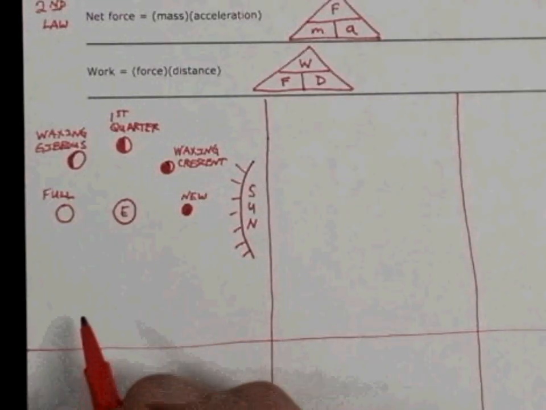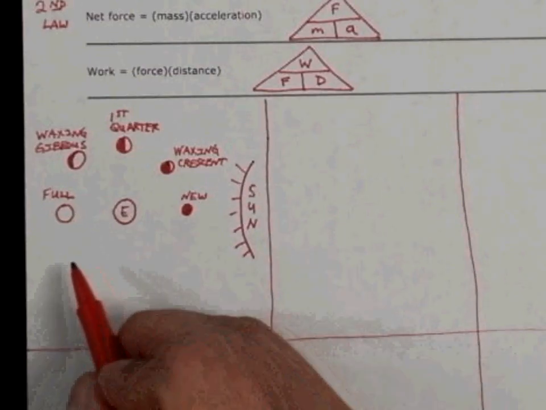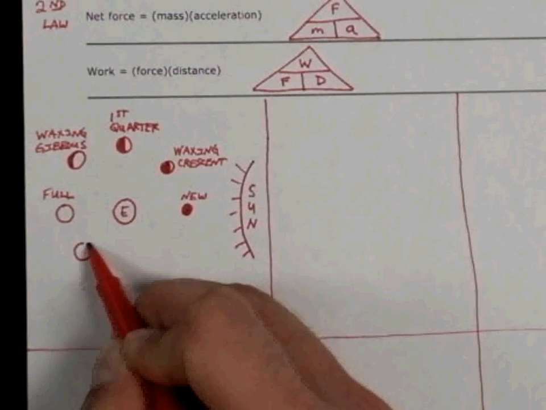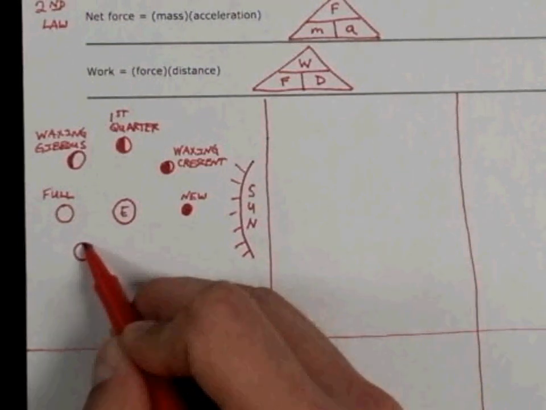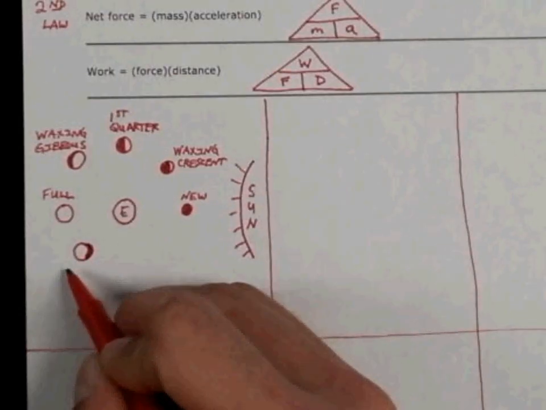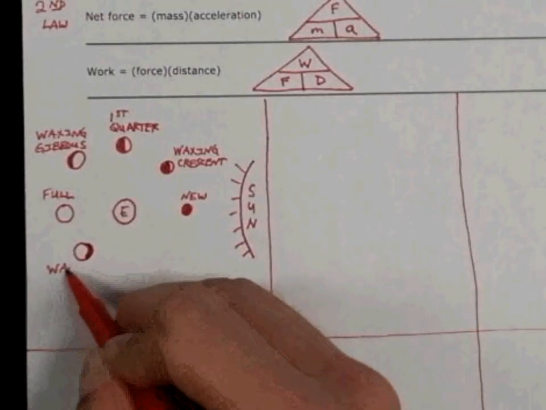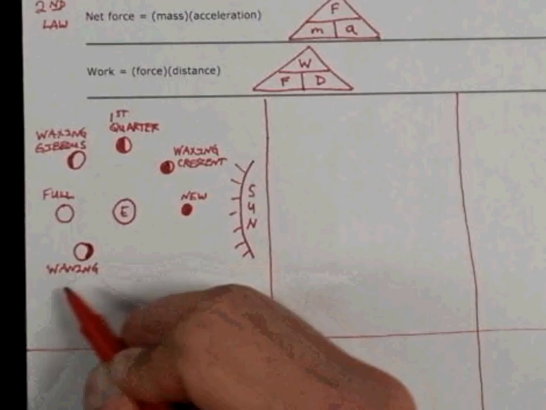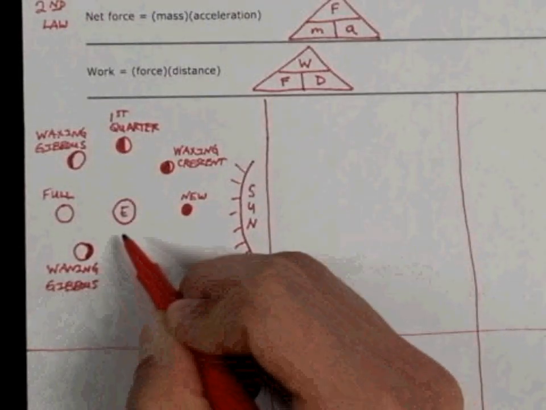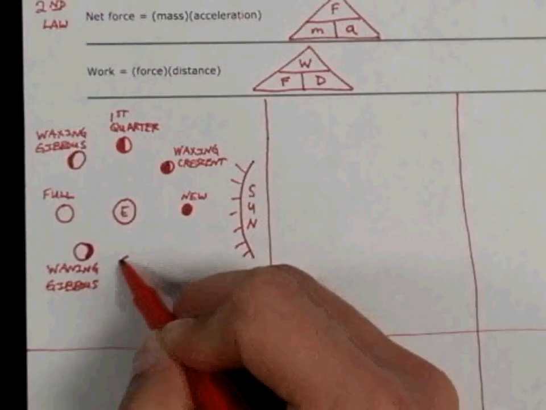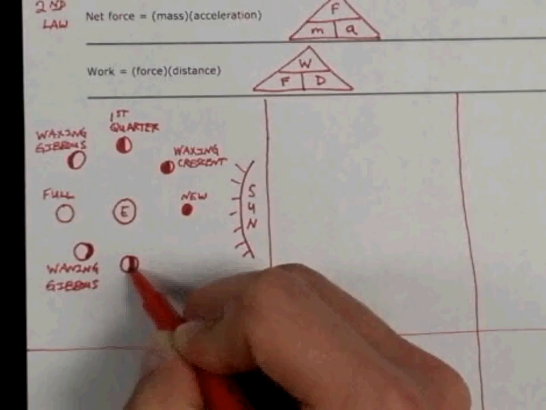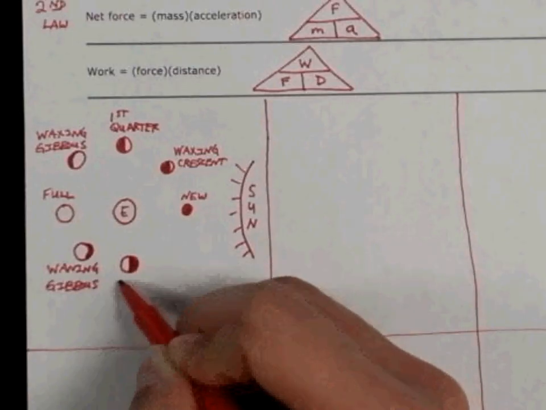Next, we're going to go to the waning gibbous. So now the light is going to be on the left. And so it still has a gibbous shape, and we'll label that waning gibbous. As the moon continues to revolve around the Earth, you'll get to the third quarter. Third quarter, the light is on the left. We'll label that third quarter.